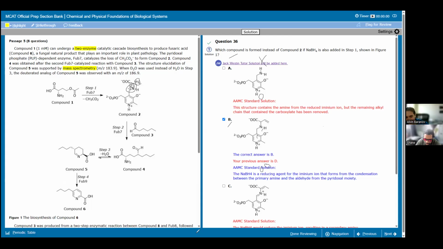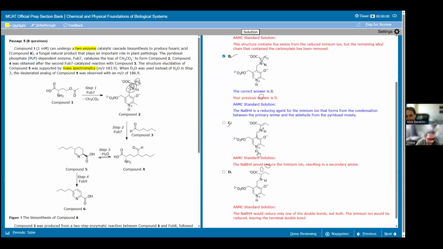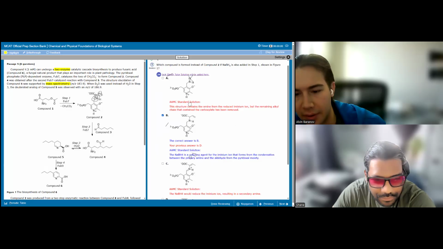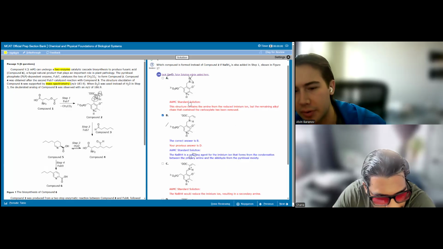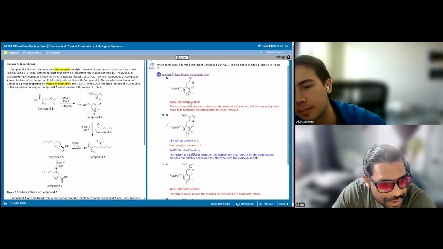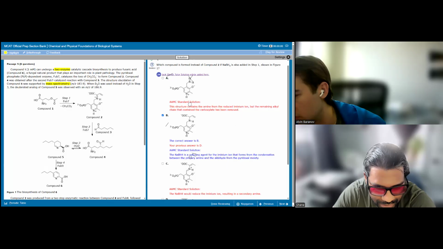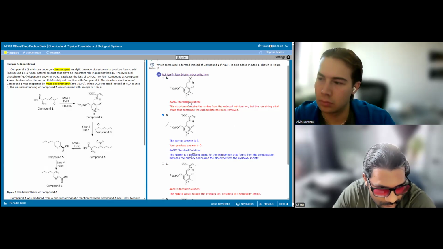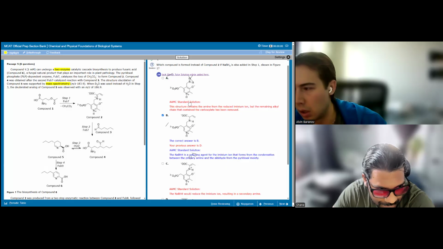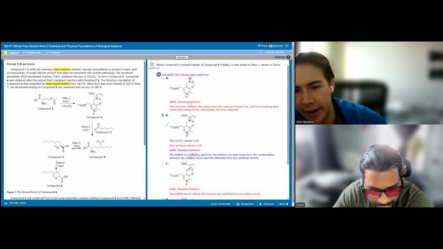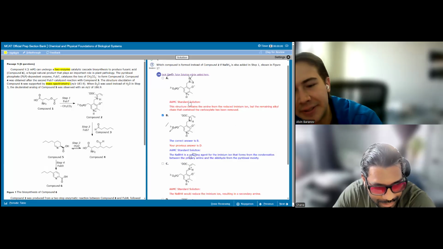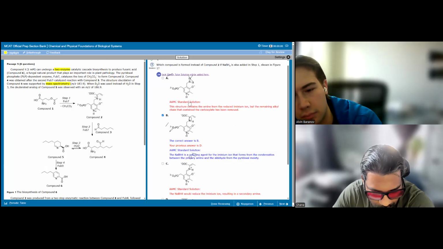The question is, why doesn't it remove the double bond? Like, why isn't this double bond removed? I thought it'd be reduced. So there's two double bonds here, right? And that was what I was saying about the difference between D and B, because in B we're losing only this double bond, right? And then D, I think, had two double bonds that were lost.